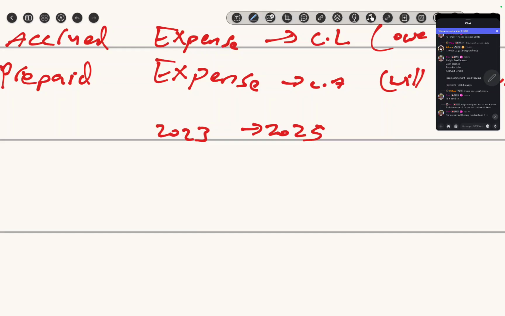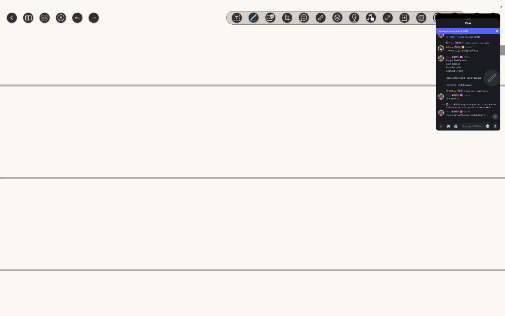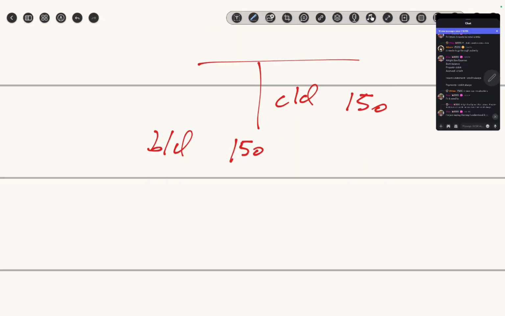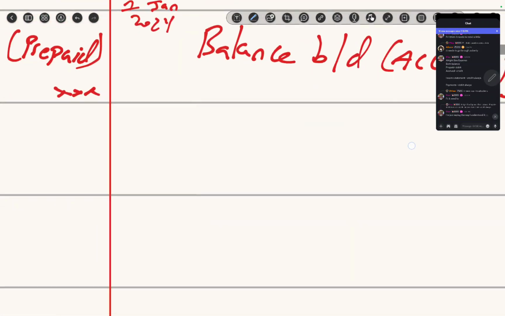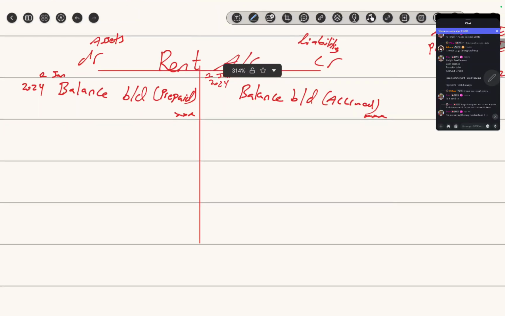So when you balance your T accounts, you do this CD stuff. So let's just say CD 150 here is going to become BD 150 for the next year, right? We'll discuss this as we go in the example. It will all make sense. All right, so this is it for the accrued and prepaid. Balance BD for prepaid comes on the debit side, because prepaid expense, this is a rent account, it's an expense, comes on the debit side, and balance BD for accrued comes on the credit side.